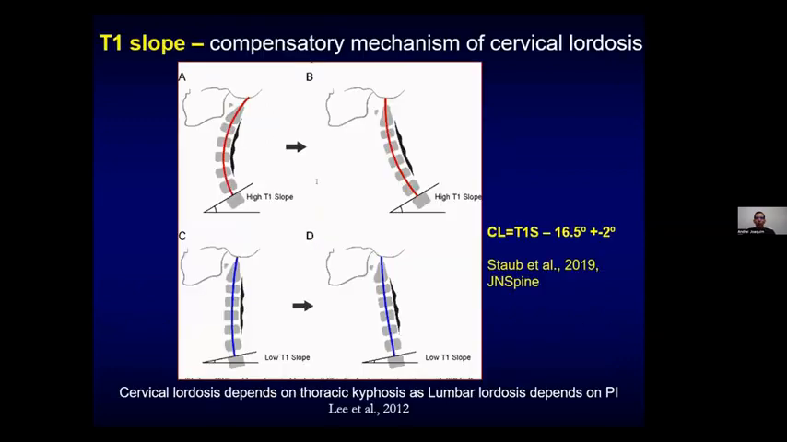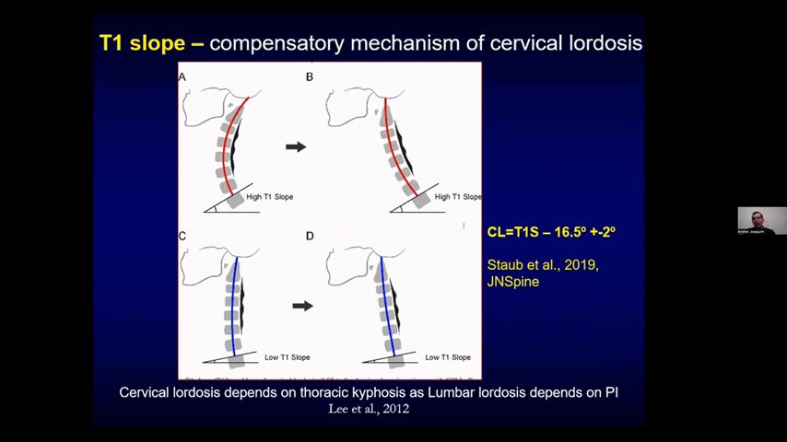How does it work? The T1 slope is an angle that is made by the horizontal line and the superior end plate of T1. If you have a high T1 slope, it means that you have a kyphotic thoracic spine. You need much more lordosis than a patient with a low T1 slope. This is to achieve balance.